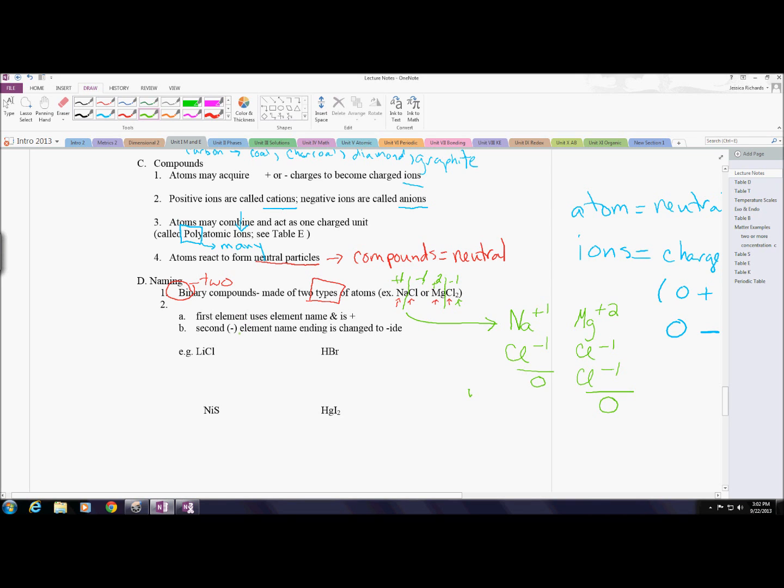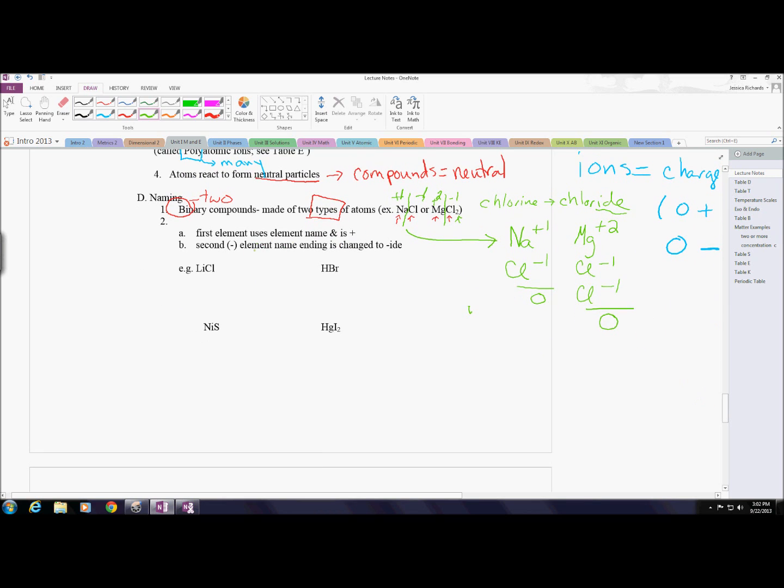The second element, which is your negative one, gets its name changed to IDE. So Cl is chlorine. So chlorine is going to become chloride. Fluorine becomes fluoride. Oxygen becomes oxide. Nitrogen would be nitride. Iodine becomes iodide. We just change the ending to IDE. When you see this IDE ending, that's usually a tip that you're talking about a negative ion. So let's try these examples together.